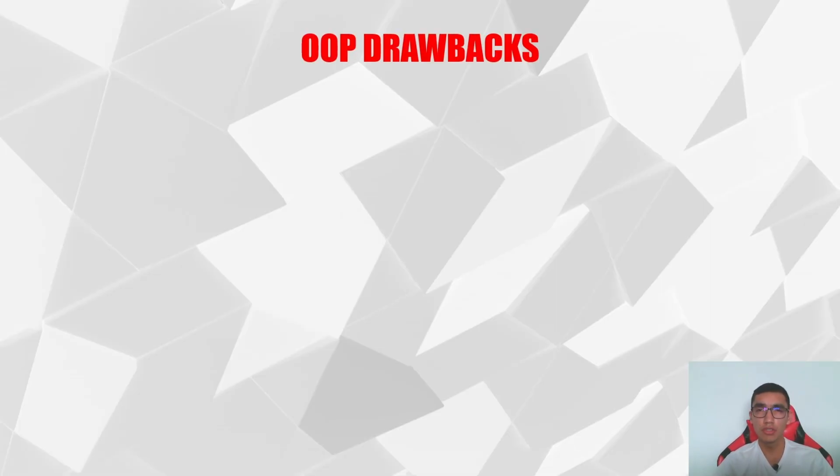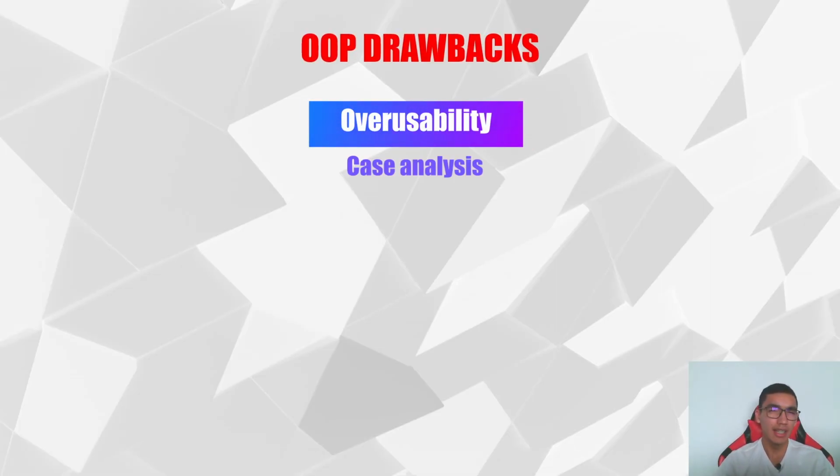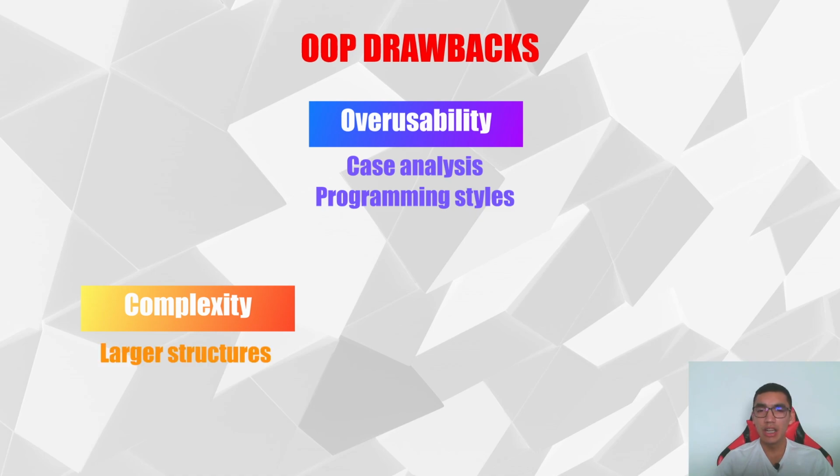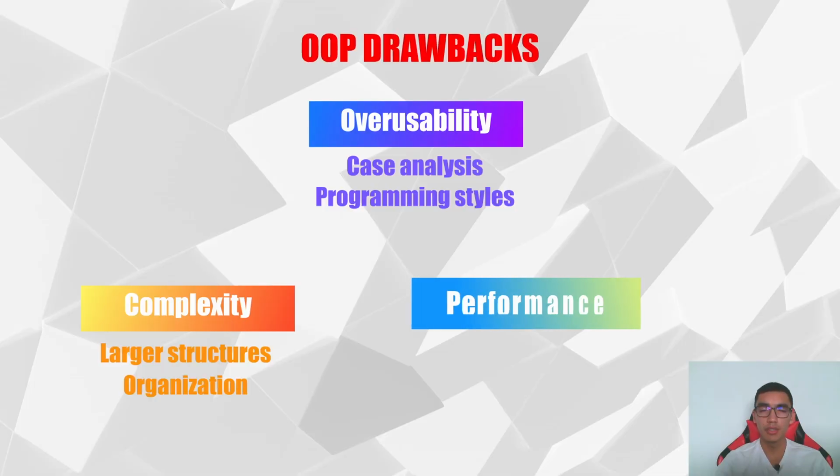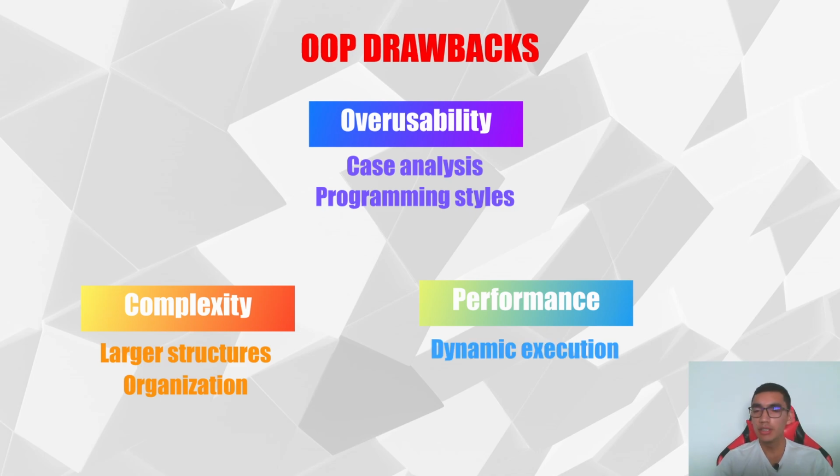But there are some drawbacks. Overusability, analyze the test case to define which paradigm is a better option. Consider checking other paradigms like procedural programming or functional programming. Complexity, larger structures are challenging to handle and divide if you need to familiarize yourself with clean coding principles. Performance issues, intensive dynamic executions such as polymorphism in your software can lead to slower time responses and reduced optimizations.